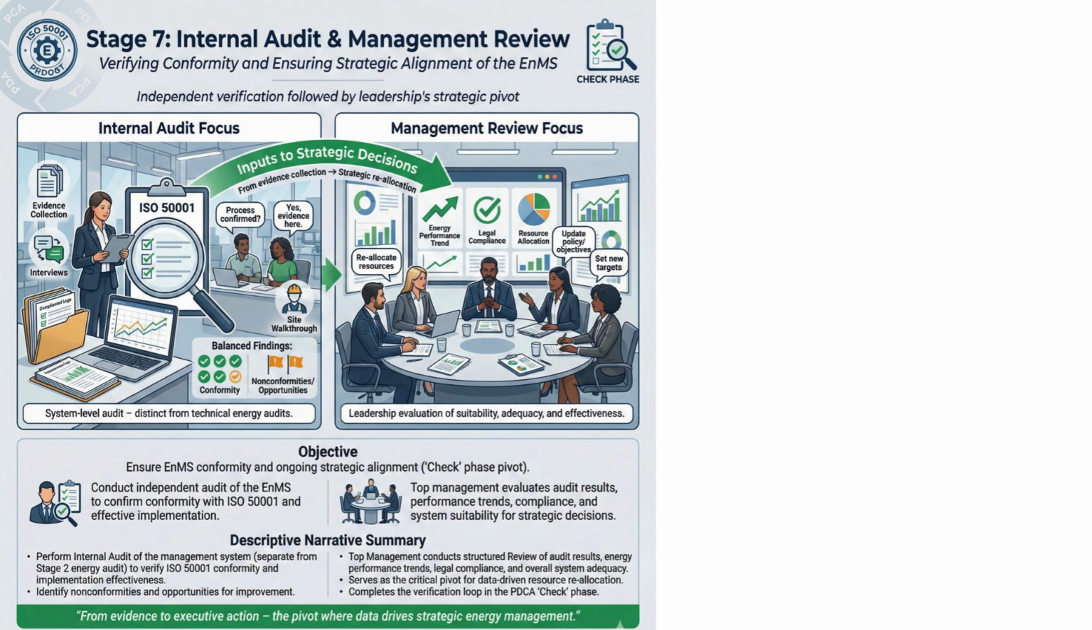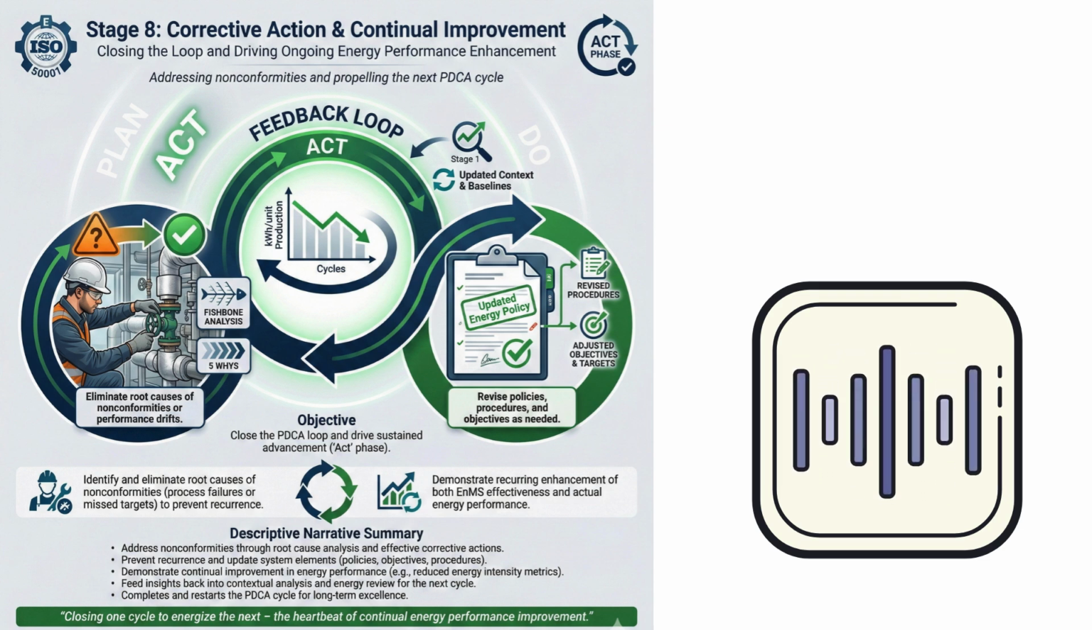Then comes the management review. Top management, not just the energy team, conducts a structured review of audit results, legal compliance status, energy performance trends, and overall system suitability, adequacy, and effectiveness. This is the critical pivot point. Leadership uses these data-driven insights to decide on resource reallocation, policy updates, or major changes. Stage 7 closes the verification loop in the check phase.